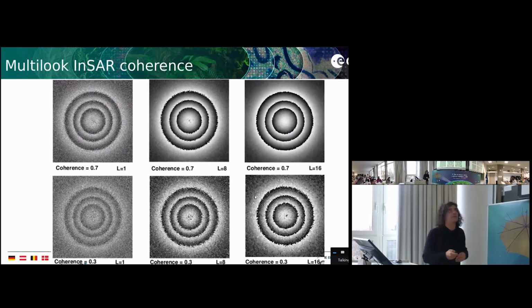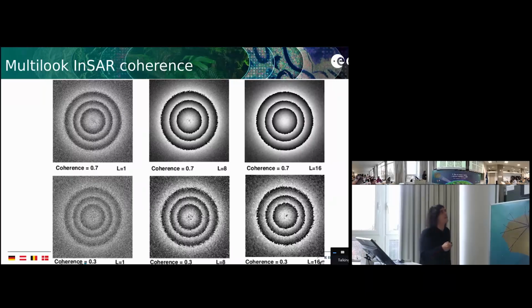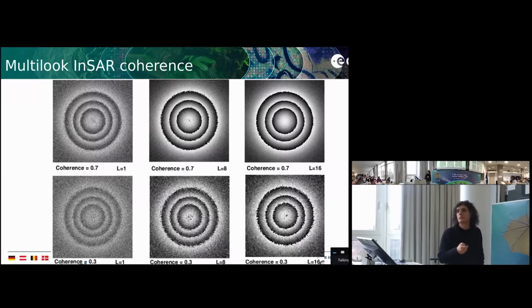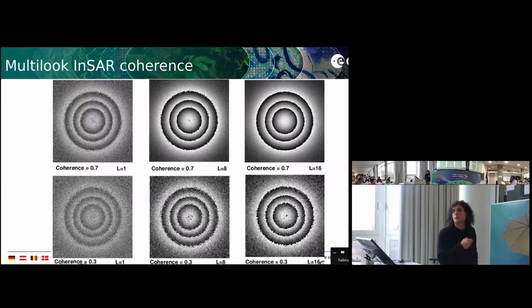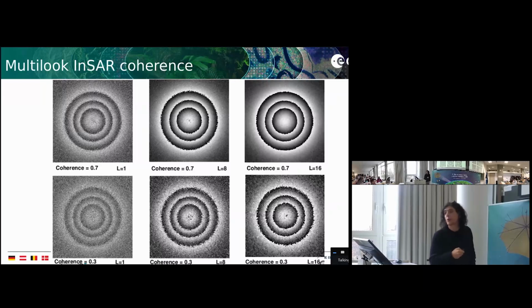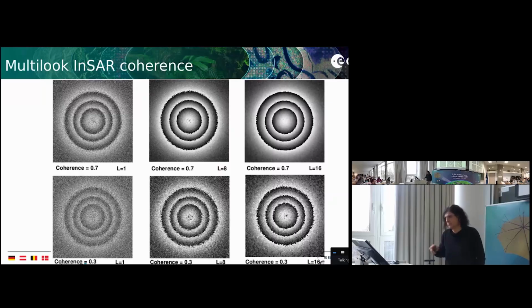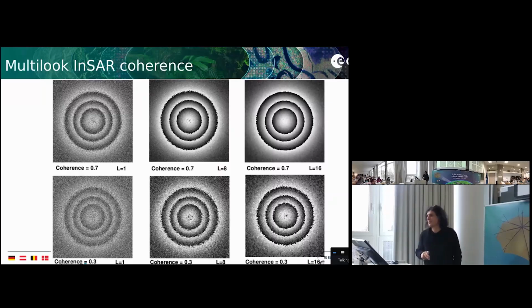So how does speckle filtering improve your estimation? It improves a lot. Here we took the picture of two well representative cases, a good coherence, true coherence of 0.7, okay? And a bad one of 0.3. 0.3 is considered to be the lower limit. Below 0.3, it's hard to work with an interferogram.